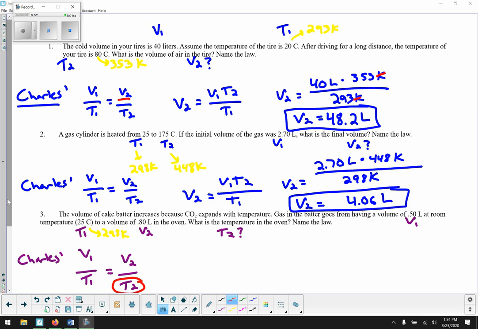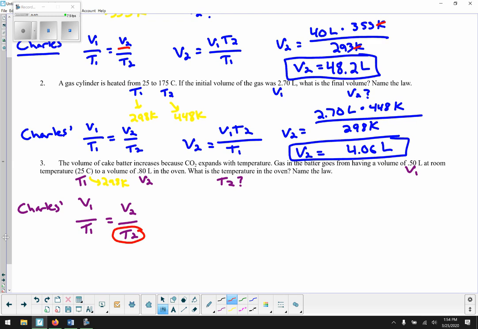So I'm going to look at number 3. Number 3 says the volume of cake batter increases because carbon dioxide expands with temperature. The gas in the batter goes from having a volume, this will be the first volume, of 0.5 liters at room temperature. That gives us the first temperature, 25 degrees Celsius. Make sure to convert to kelvins. To a volume of 0.8, that's the second volume, in the oven. What is the temperature in the oven?